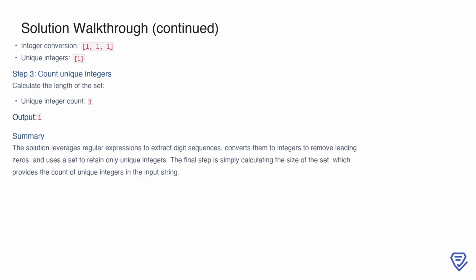To summarize the solution, it works by leveraging regular expressions to extract all digit sequences from the input string. These sequences are converted to integers, which removes any leading zeros automatically. By storing these integers in a set, duplicates are filtered out, leaving only unique integers. Finally, the size of the set is calculated to determine the count of unique integers. This approach ensures that we handle a variety of input scenarios efficiently and produce the correct result for all cases.